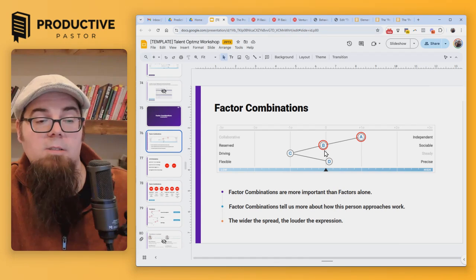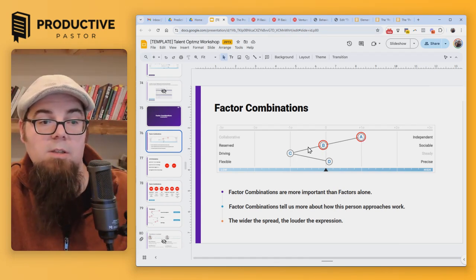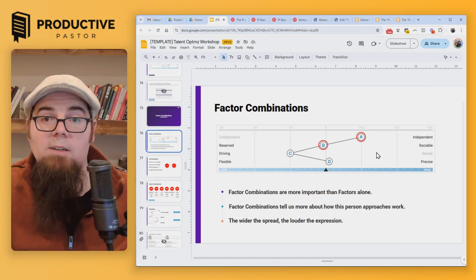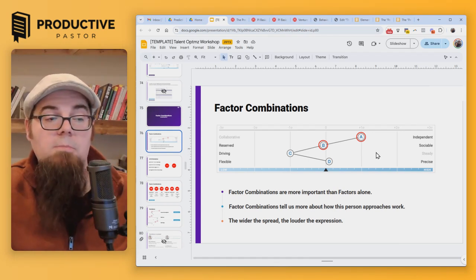C is combos. Now we're going to look at these dots in relation to each other and how far out they are from each other. And then the last one, P, is problem solving. So dots, factors, combos, and then problem solving.